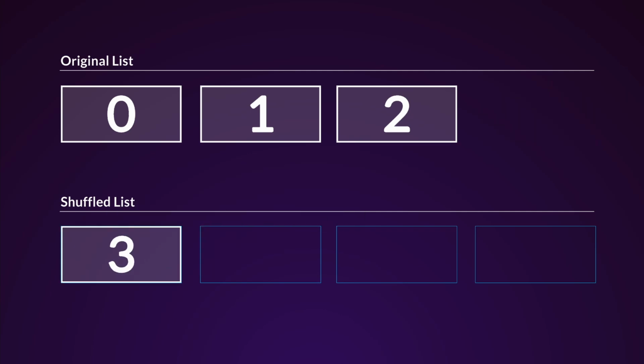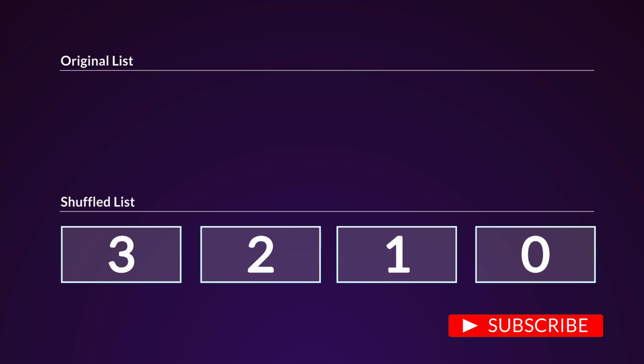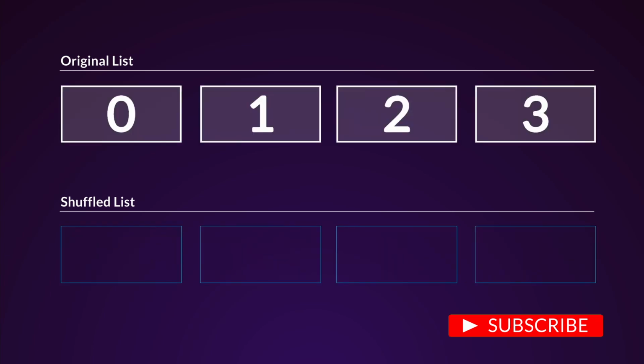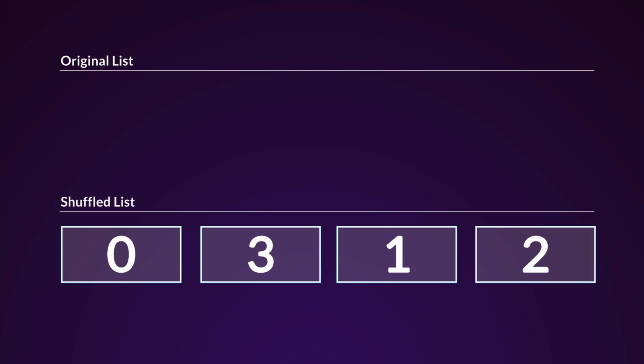If we try that again, now we get 3, 2, 1, 0. So actually the list ended up basically being flipped. And one more time, 0, 3, 1, 2. So as you can see, every time we'll get some different result.